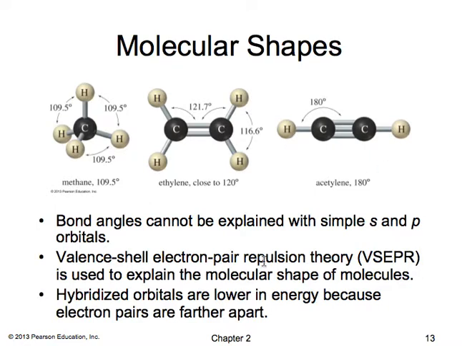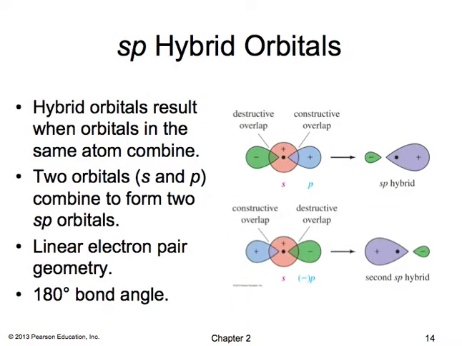So bond angles can't be explained with simple s and p orbitals. Valence shell electron pair repulsion theory, or VSEPR, is used to explain the molecular shapes of molecules. Hybridized orbitals are lower in energy because the electron pairs are farthest apart, and hybridized orbitals are what allow us to understand the molecular shapes. So let's look at sp hybrid orbitals.